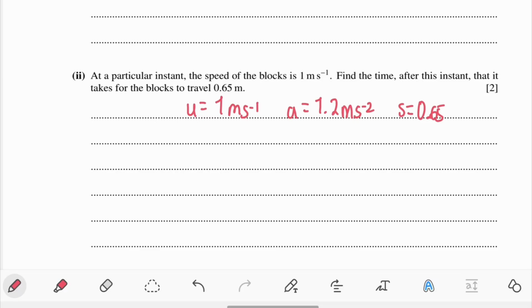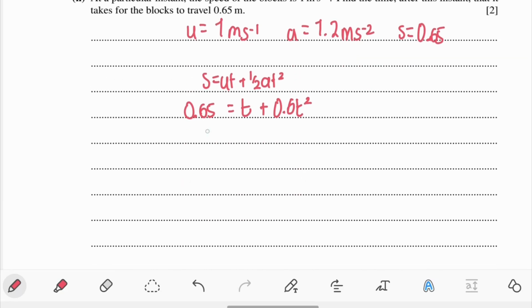Okay, so we're finding time. We have distance or displacement, acceleration, and initial speed. We can use s is equal to ut plus half at squared. So 0.65 is equal to t plus 0.6t squared. And basically, you rearrange this. It's a quadratic equation. You can rearrange it, complete the square, or use the quadratic formula. I personally prefer to use the quadratic formula. So that's what I'm going to do.